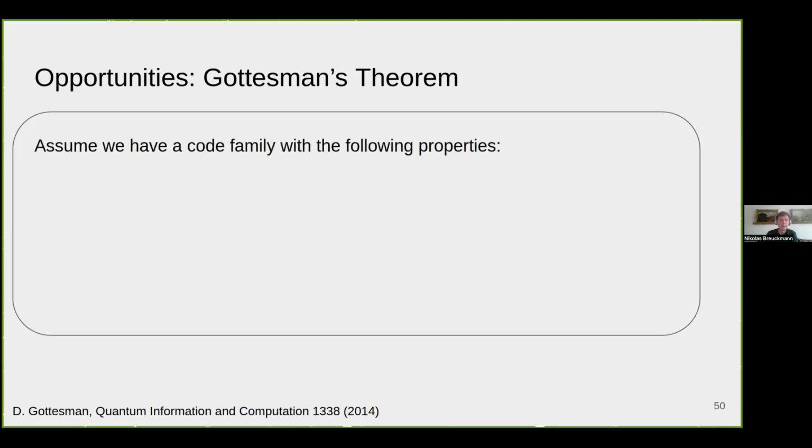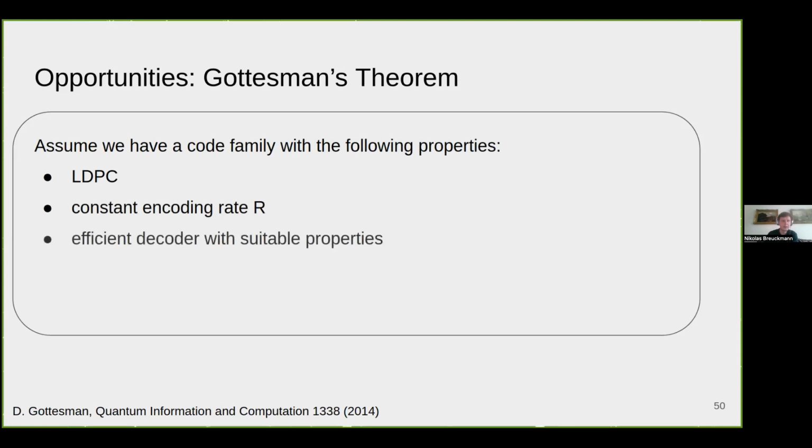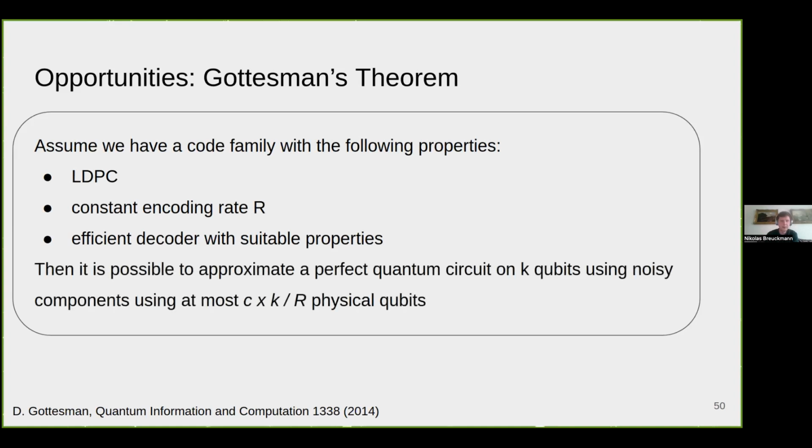One result which kickstarted a lot of research in LDPC quantum codes is Gottesman's theorem. Gottesman showed that if we have a family of LDPC codes which have a constant encoding rate and an efficient decoding scheme with suitable properties, then it's possible to approximate a perfect quantum circuit using faulty components by using at most a constant overhead in physical qubits.